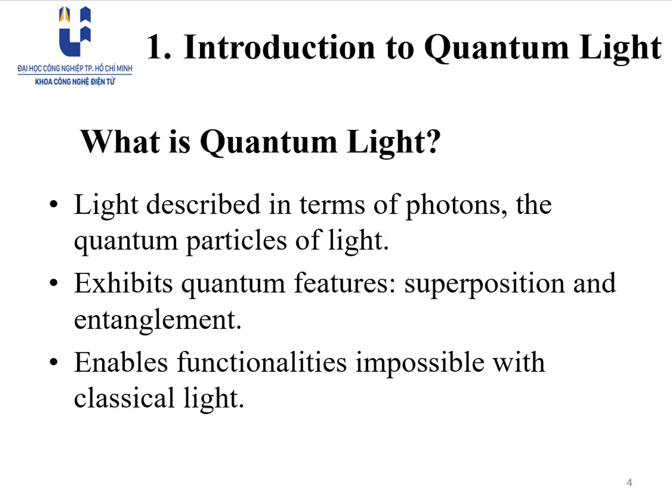In classical optics, we usually describe light as an electromagnetic wave, or sometimes as a stream of particles. In quantum optics, we go one step deeper and describe light in terms of photons, the quantum particles of light. At this level, light shows genuinely quantum features such as superposition, where a photon can be in several states at the same time, and entanglement, where two photons exhibit strong correlations even when they are far apart. These non-classical properties are the foundation for many new technologies that cannot be realized with classical light alone.